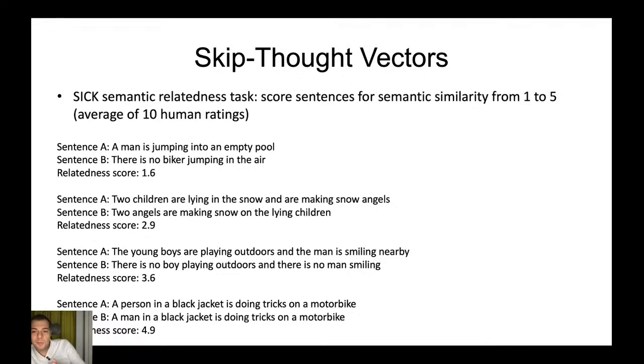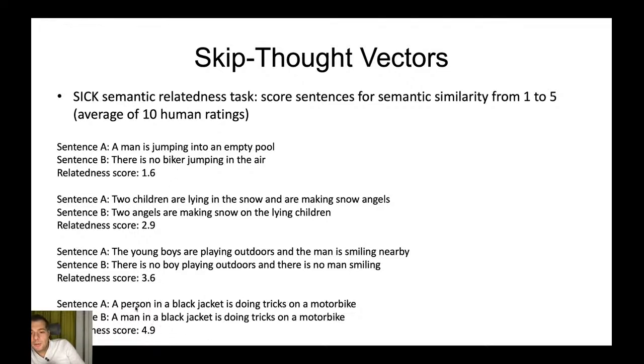And they tested this approach on a data set, trying to estimate the semantic relatedness between sentences. And here we have examples of sentences with their relatedness scores. So the sentences may have some words in common but be about different things, so a man is jumping into an empty pool, and here there is no biker jumping in the air, so they have the word jumping in common, so there is some small relatedness here.